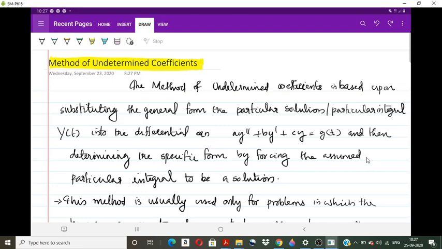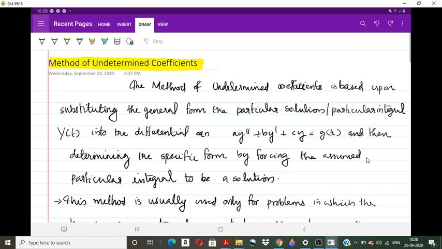Hello all, welcome to the new lecture on second order linear homogeneous differential equations. In the preceding lectures, we were discussing how to solve non-homogeneous differential equations, linear differential equations of second order.